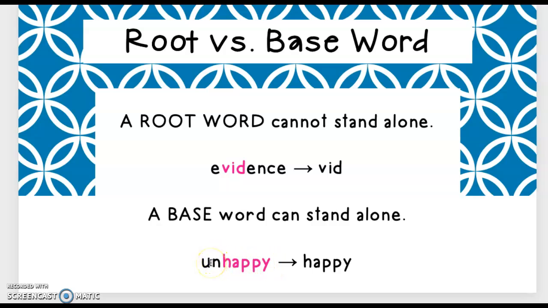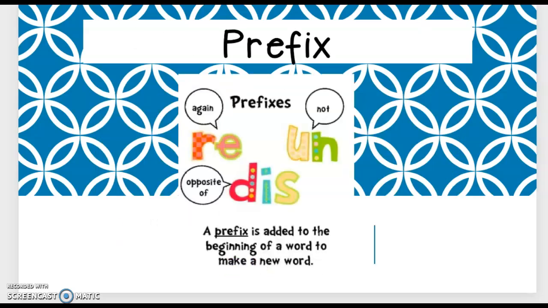Un is actually the prefix. Un means not. So unhappy means not happy. The base word, though, is happy. And we added a prefix to it. So that's the point of a prefix. A prefix is added to the beginning of a word to make a new word. It makes a brand new word with a completely different meaning than the base word.